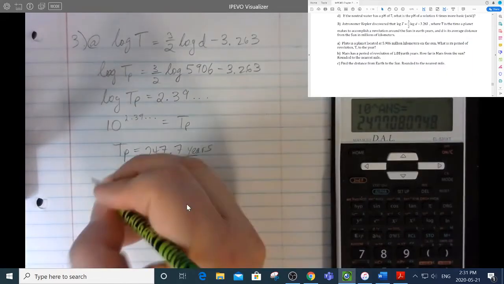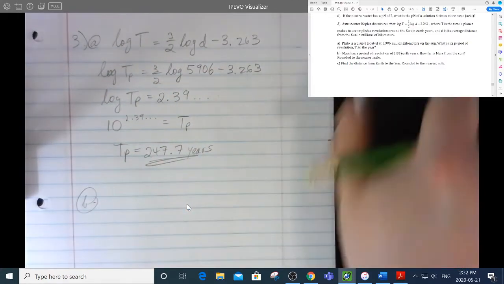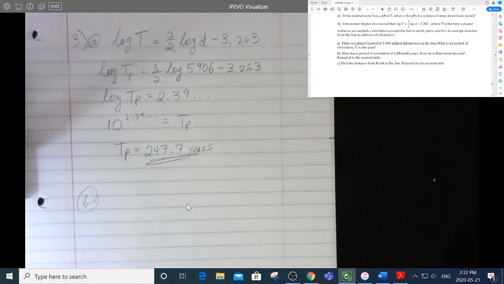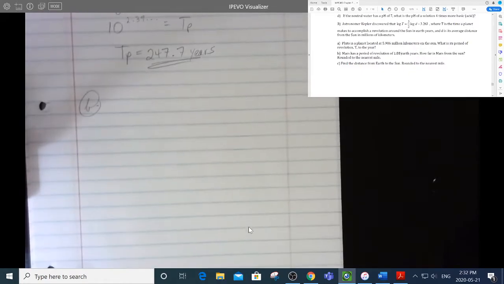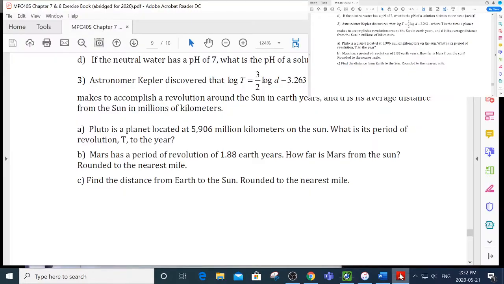Okay, so that's A. Okay, let's look at B. Mars has a period of revolution of 1.88. So now we're working backwards with the formula. And how far is Mars from the sun, rounded to the nearest kilometer?